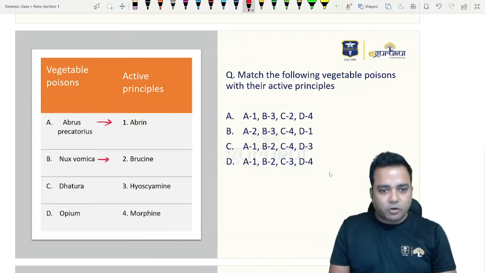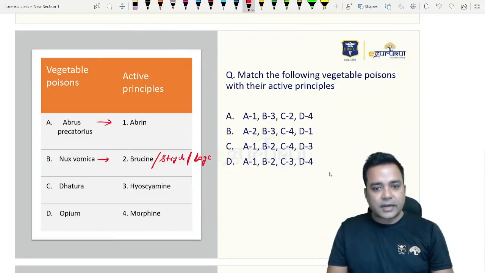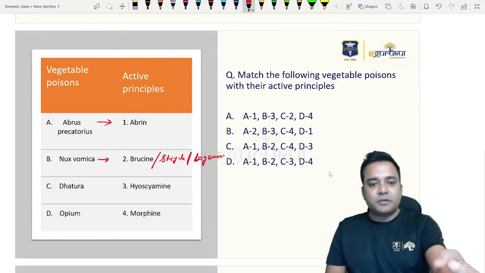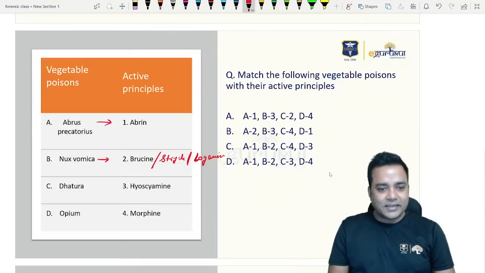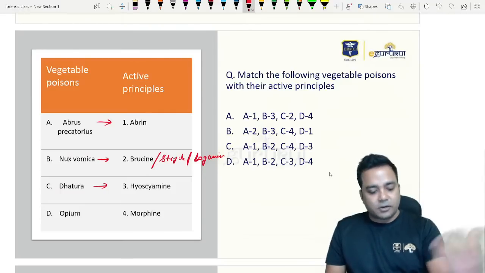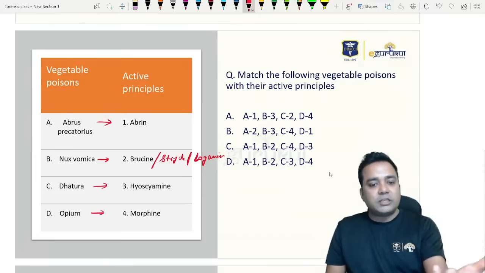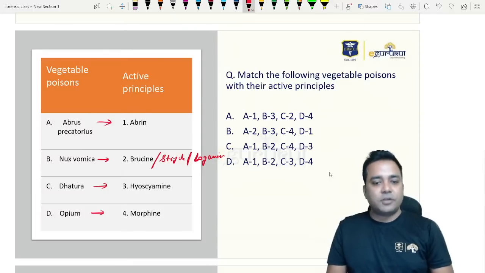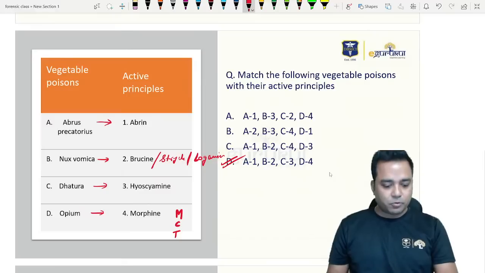Then active principle in Nux vomica or Strychnos nux vomica is strychnine, brucine or loganin. Along with brucine, remember strychnine as well as loganin. These are the active principles in strychnos seed. And this was covered in one of the 5 images, Nux vomica seeds, where I covered all the active principles. Then Datura active principle, we all know the active principle in Datura seeds is atropine, hyoscyamine. And opium consists of natural opioids like morphine, codeine, and thebaine. We all know these are the 3 natural opioids: morphine, codeine, and thebaine, MCT. So this is a straightforward match the following. 1, 2, 3, 4. Option D goes as your correct answer without any doubt.